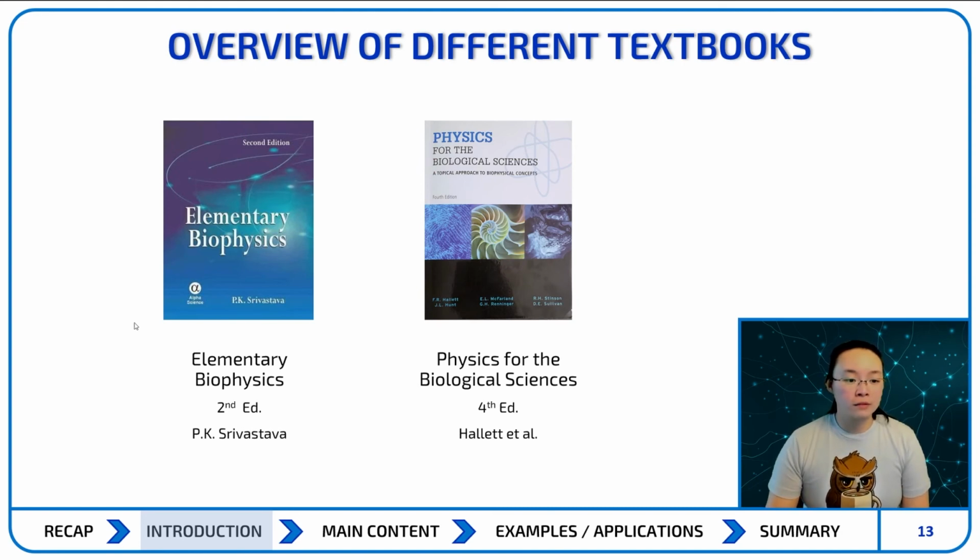The other one is Physics for the Biological Sciences. This one is much better for the life scientist. So it's a lot more reader-friendly for someone coming from a biology background, whereas the first one might be a little bit easier for someone from physics. So you can take your pick. You don't have to buy these textbooks, but if you are in biophysics and you want to pursue biophysics in the future, it might be good to have one of these handy.